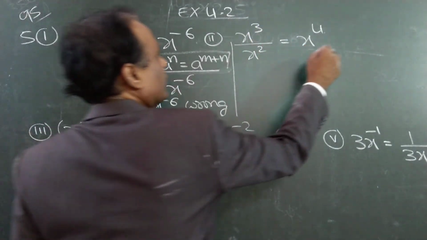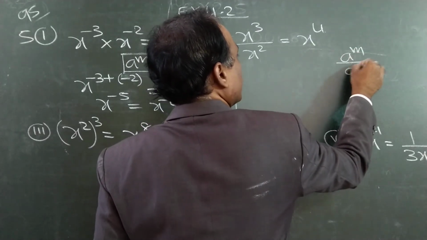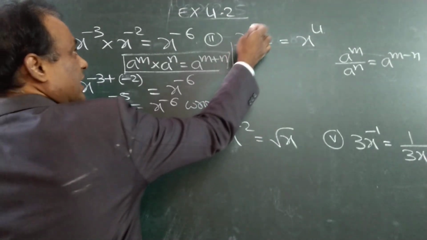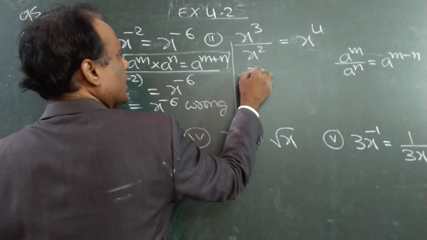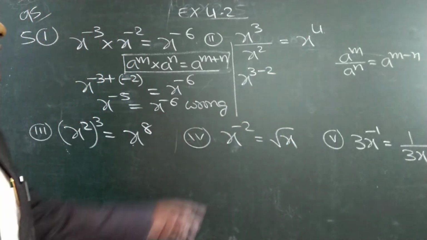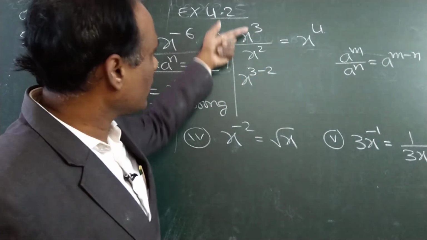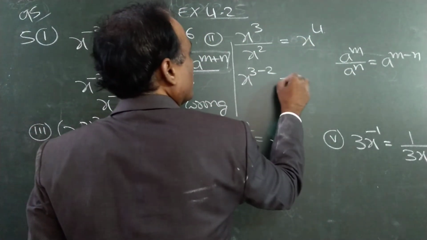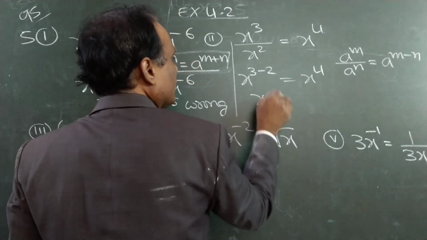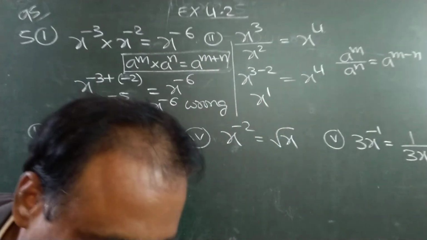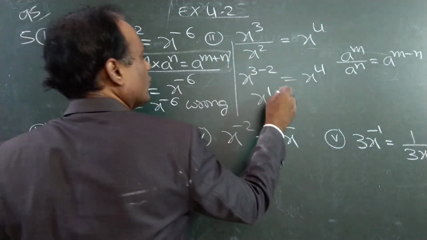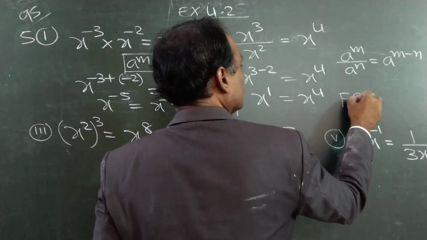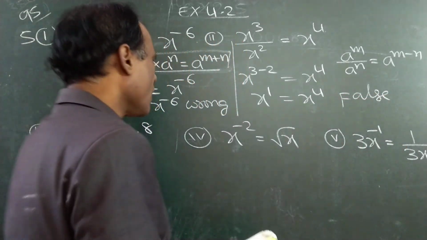See here. Bases are same. A power m by a power n is how much? A power m minus n. A power m by a power n, a power m minus n. 3 minus 2. Right side x to the power of 4. How much is 3 minus 2? 1. 3 minus 2 is 1. Right side x power 4. Is it true or false? False. You can write wrong or false, same.